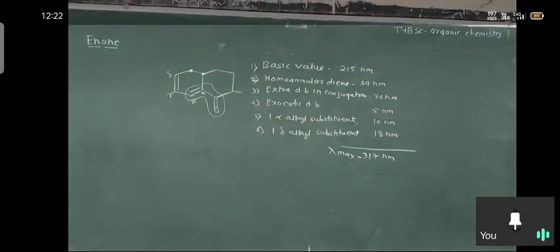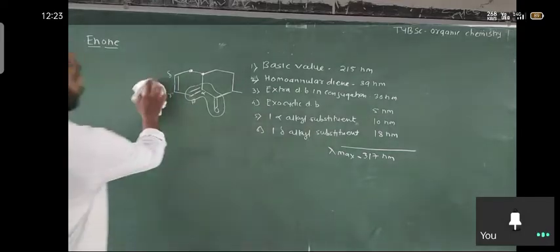Okay, next example. So basic value is 250 nanometer, homoannular diene 39, extra double bond in conjugation 30 nanometer, exocyclic 5 nanometer, 1 alpha substituent. So that value is 10 nanometer. There is no substituent on beta and gamma, there is one more substituent on delta carbon. So that value is 18 nanometer. So total is 317 nanometer, the lambda max.